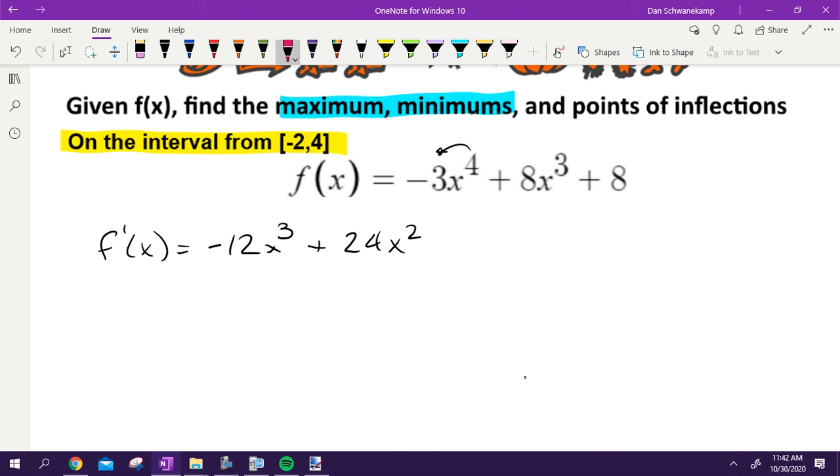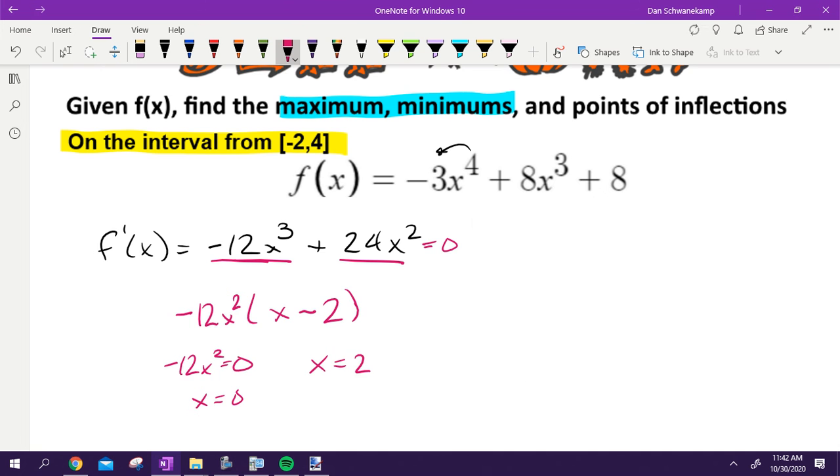That's my first derivative. Lillian, what are you going to do with that first derivative now? Set it equal to 0. What'd you do to solve that? Good. Negative 12x squared, that's what they have in common. If you took a negative 12x squared out of that thing, you'd be left with x. Negative 12x squared out of that thing, you'd have minus 2. Set each thing equal to 0. Boom.